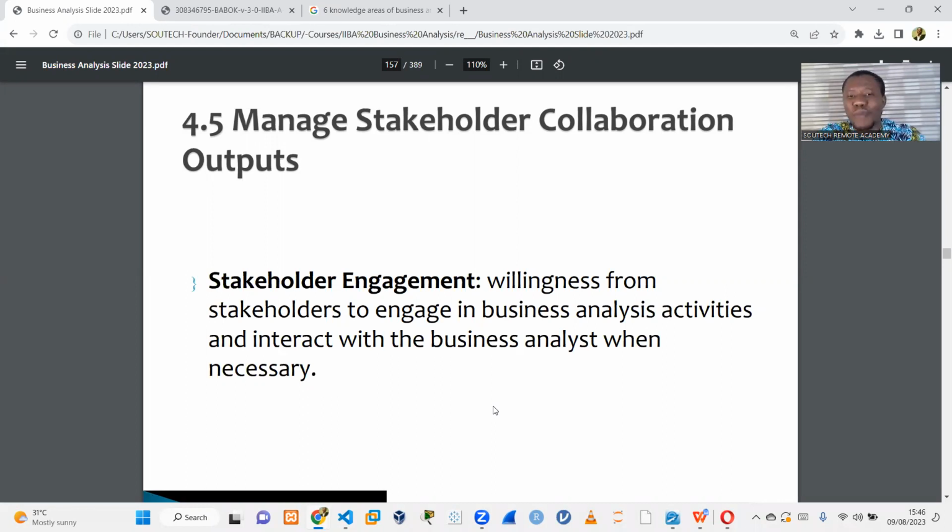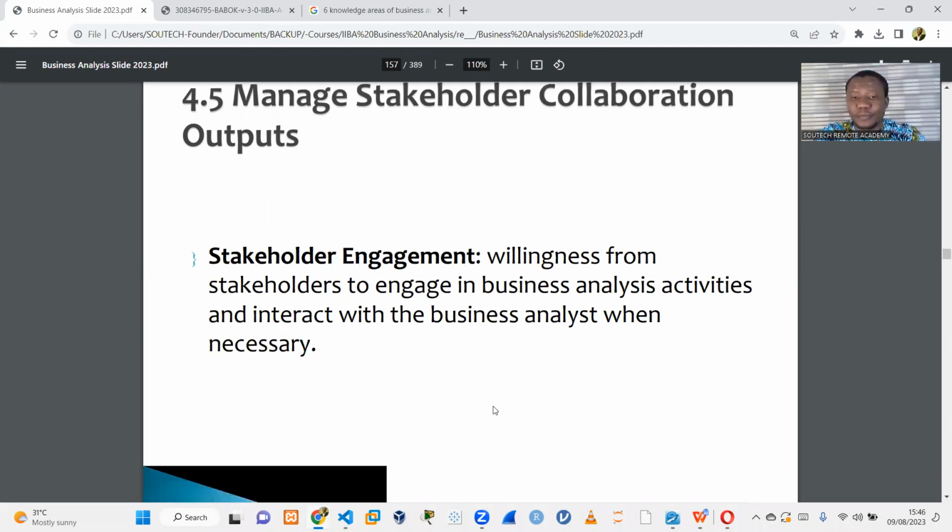What you want to do is to make sure that there's sufficient collaboration. You don't work in isolation. You don't work with just your team. You want to make sure that your stakeholders are properly engaged. Once they are willing and they engage, it will help you to properly interact and do your responsibilities.